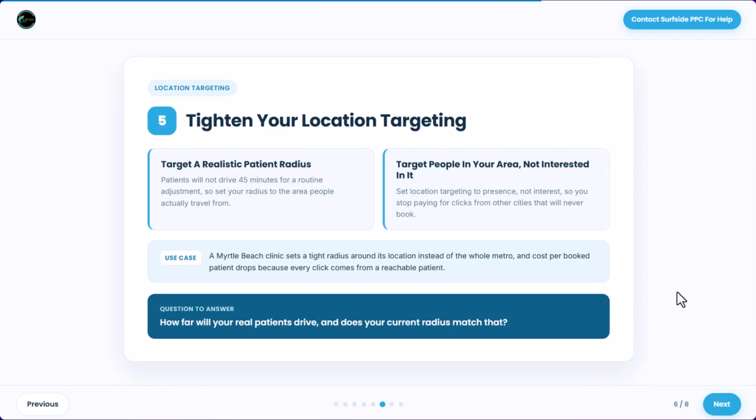Tightening up your location market, so a realistic patient radius. Patients are not driving 45 minutes. Target people in your area, not people interested in it. So setting your location interest to presence and then making sure that your patient radius is set up correctly.